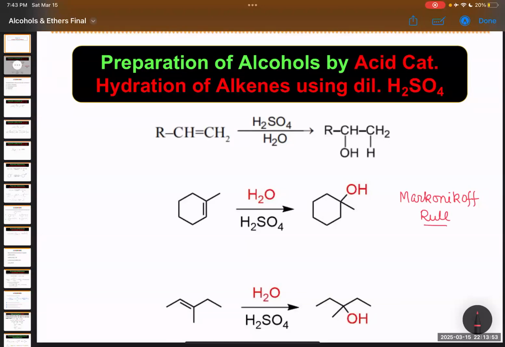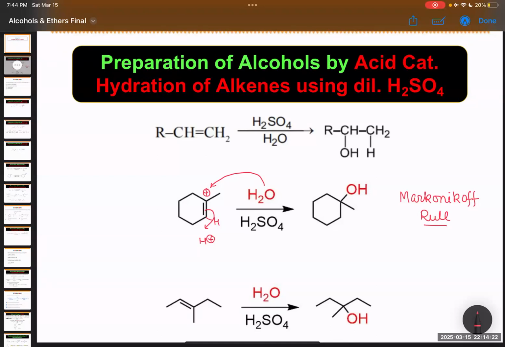So H plus is going to come and join in to the carbon atom where you already have H. So H plus will come and join in on this carbon. Why is this so? Because you are getting a tertiary cation which is more stable, and on this you are going to put the water OH.